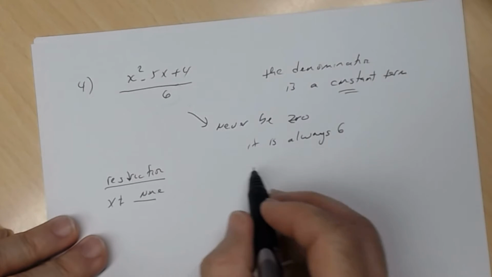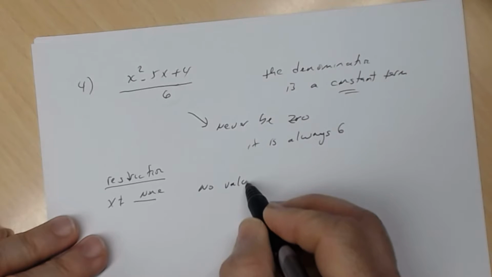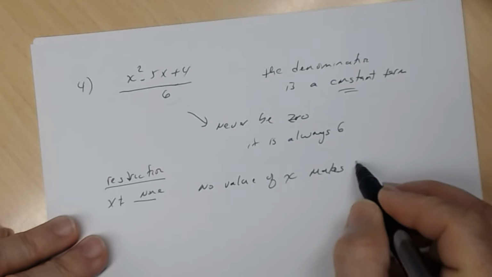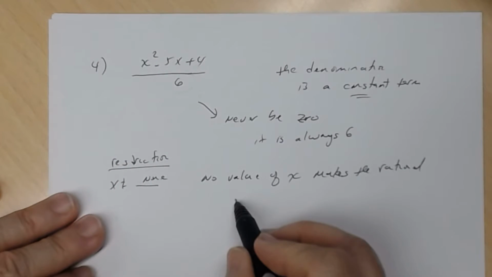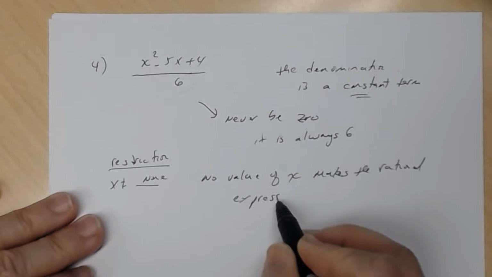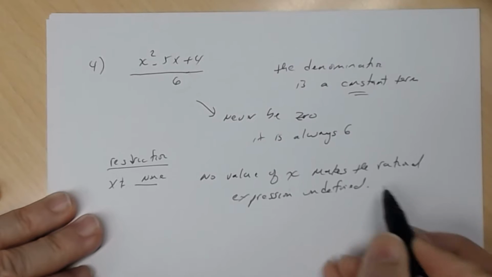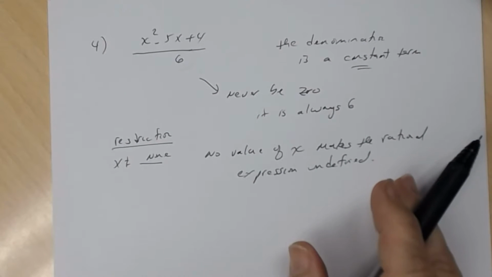Okay? No value of x makes the denominator 0, makes the rational expression undefined. Okay, it's always going to be 0. I'm sorry, it's always going to be 6. So it's never going to be 0.